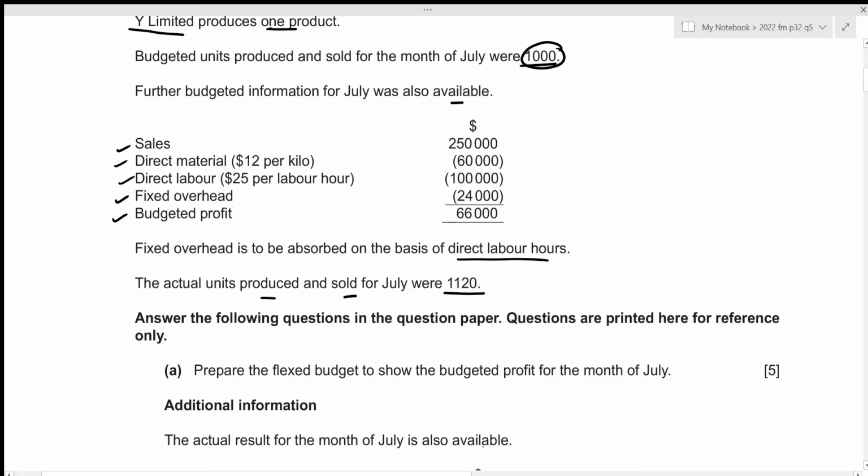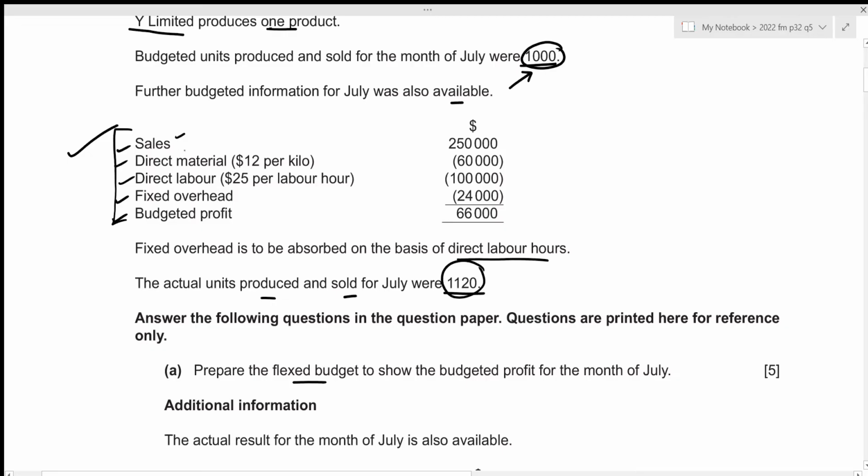Now, for the first part of this question, we need to prepare the flexed budget to show the budgeted profit for the month of July. And remember that a flexed budget is similar to these kind of budgets, but while preparing our budgeted statement, we utilize the budgeted number of units, which was 1,000. But in case of a flexed budget, we now will be utilizing our actual units produced, which is 1,120. So we just need to prepare the same statement, but incorporating the fact that the actual units produced and sold were 1,120. All right, let's write down the heading first.